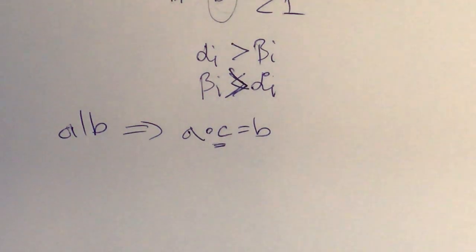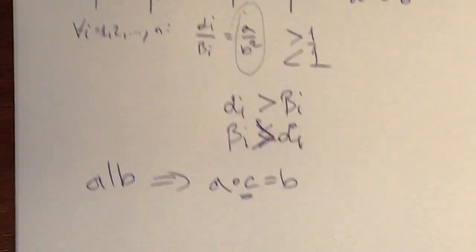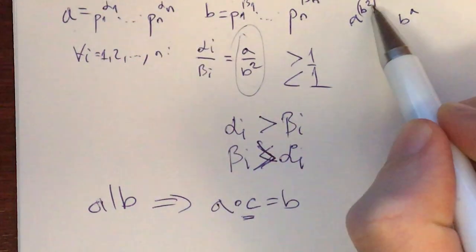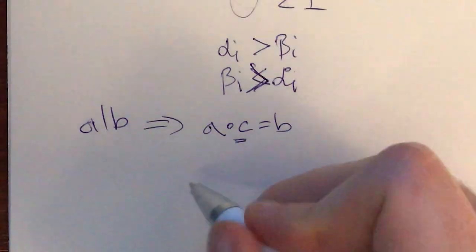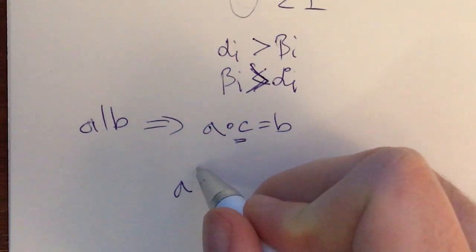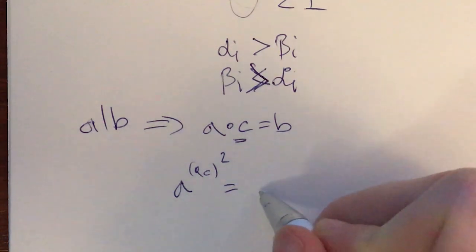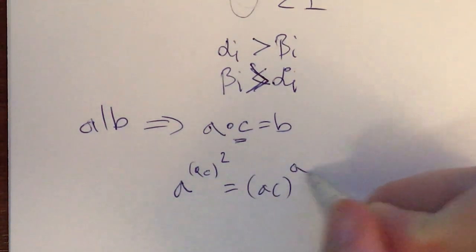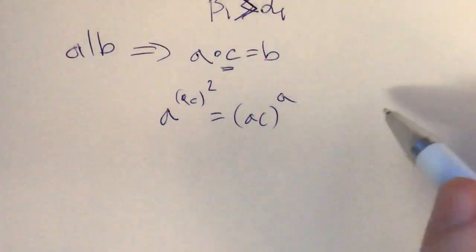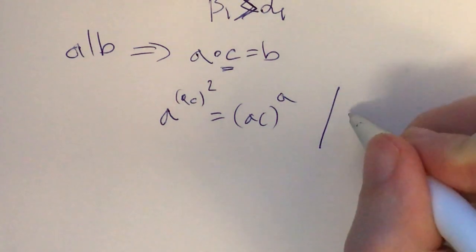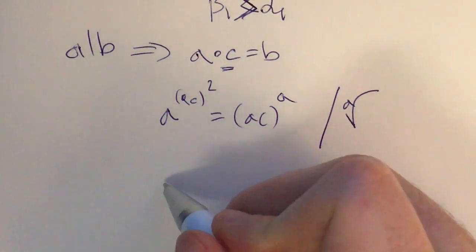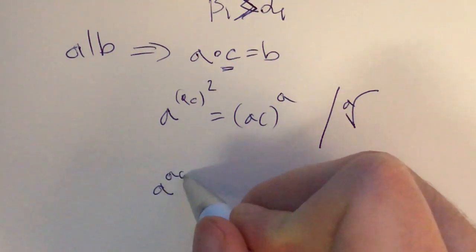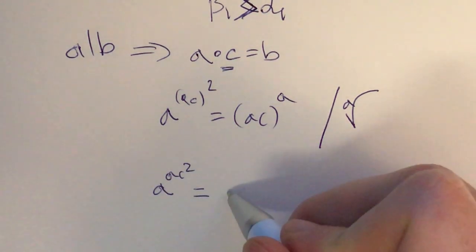Now, plugging this back into the original, we get that a to the power of b squared is equal to b to the power of a. We get that a to the power of ac squared is equal to ac to the power of a. Now what you can do here to solve this algebraically is just take the ath root of both sides, and what that gives you is a to the power of ac squared is equal to ac.